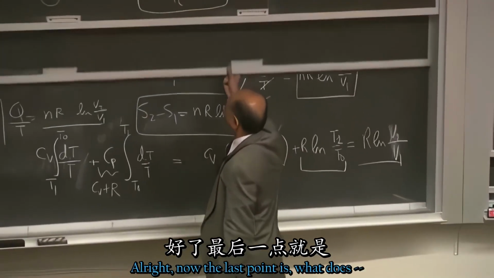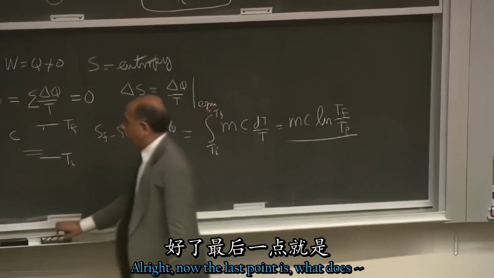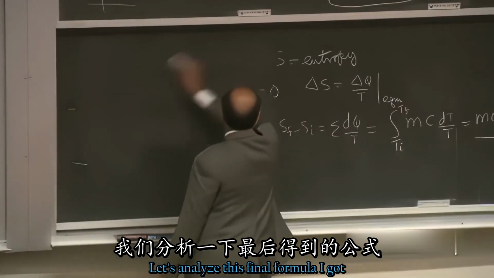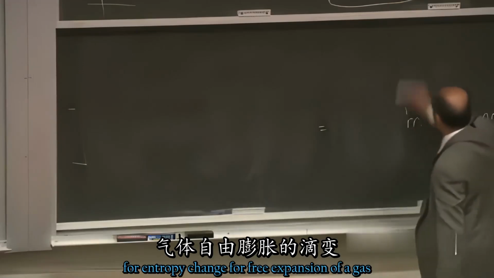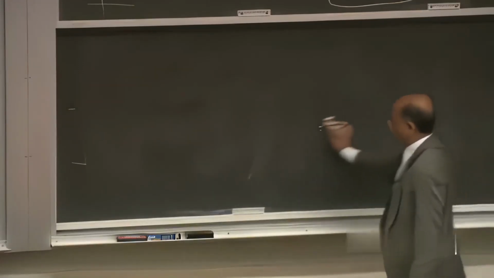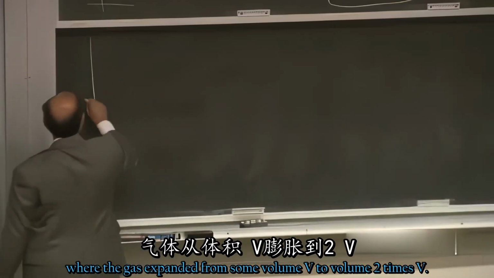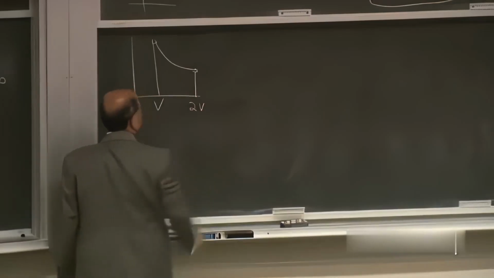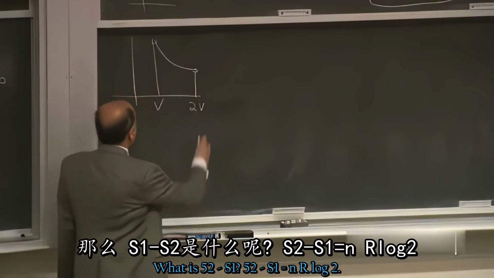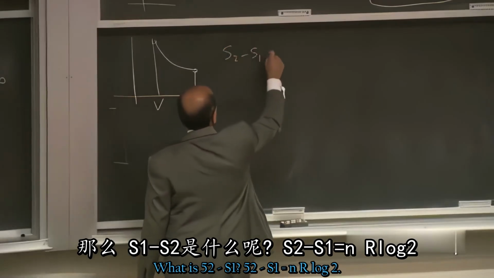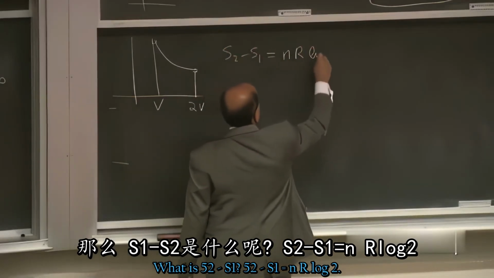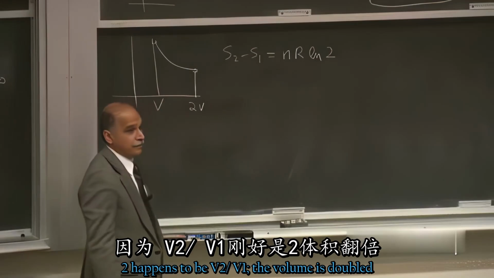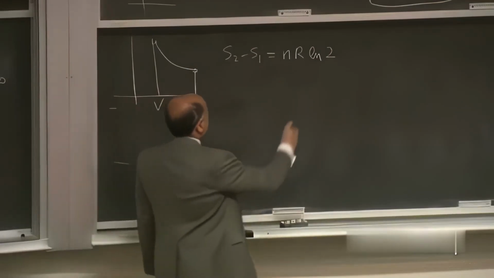All right, now the last point is, let's analyze this final formula I got for entropy change for free expansion of a gas. Let's take a simple case where the gas expanded from some volume V to volume 2 times V. What is S2 minus S1? S2 minus S1 is N R log 2. 2 happens to be V2 over V1. The volume is doubled.